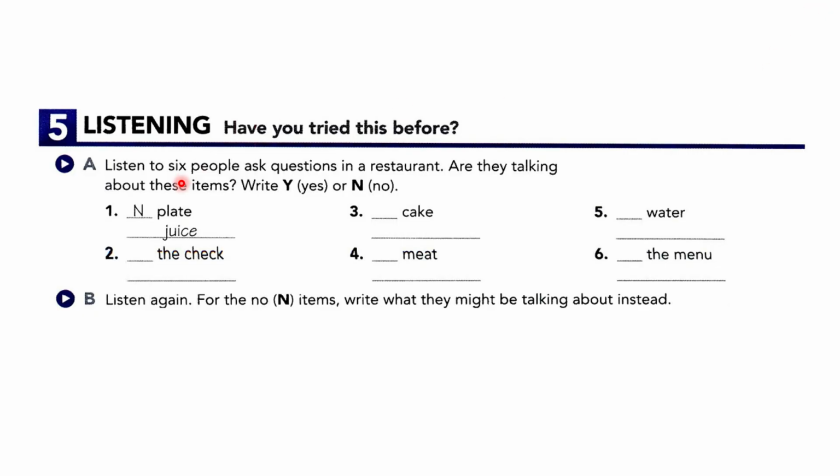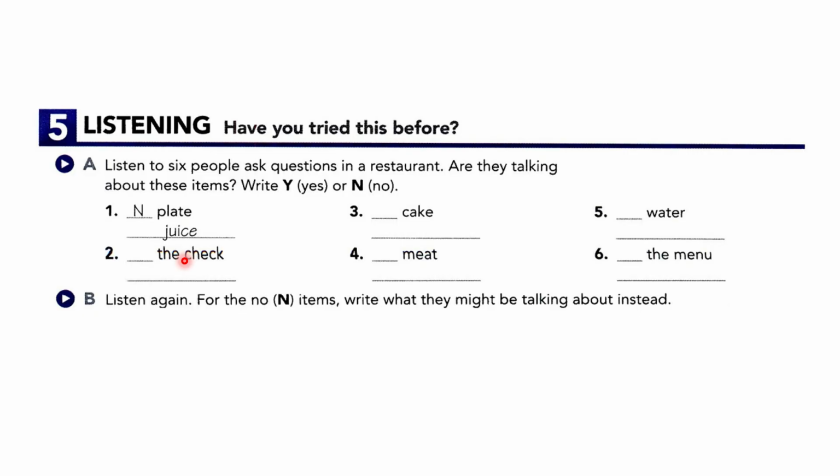Vamos a ver. So, listen to six people ask questions in a restaurant. Are they talking about these items? Right, yes or no? So, number 1 is juice, because they were not talking about a plate, they were talking about juice. So, number 2, are they talking about the check? Yes or no? In the conversation.